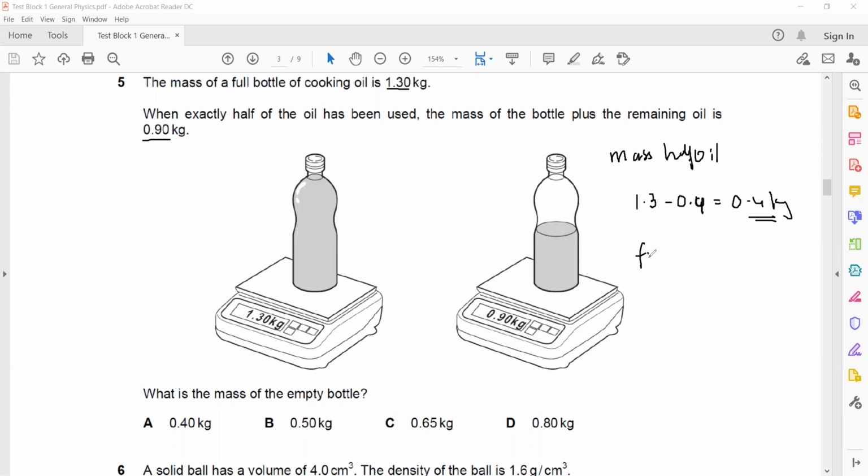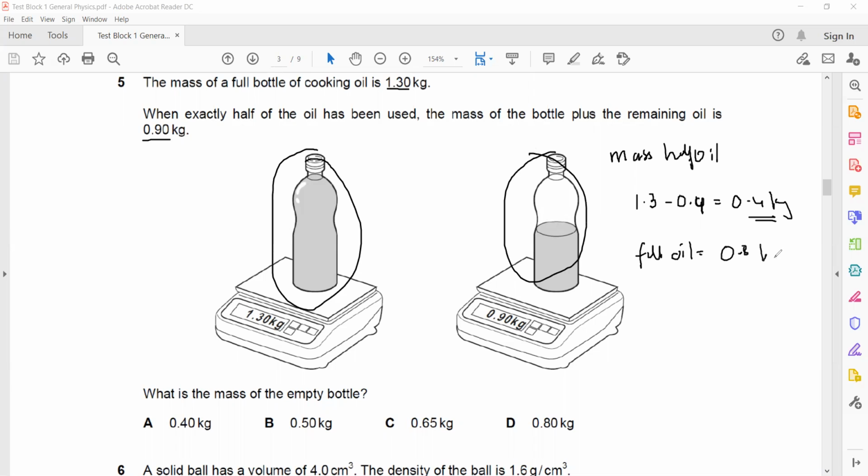Then what is the mass of the full oil? This is the mass of full oil plus bottle. This is the mass of half oil plus bottle. When we subtract, we'll get the mass of the half oil. Now what will be the mass of the full oil? That will be equal to 0.8, because half is 0.4.